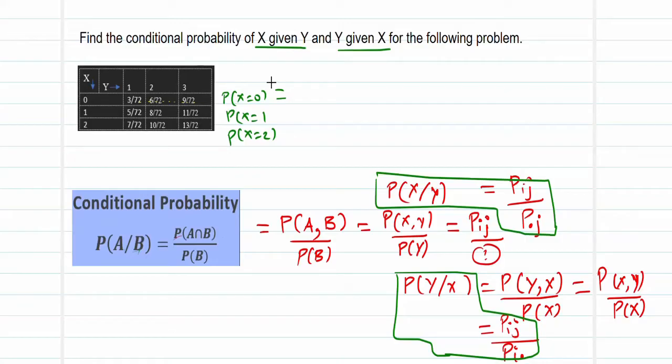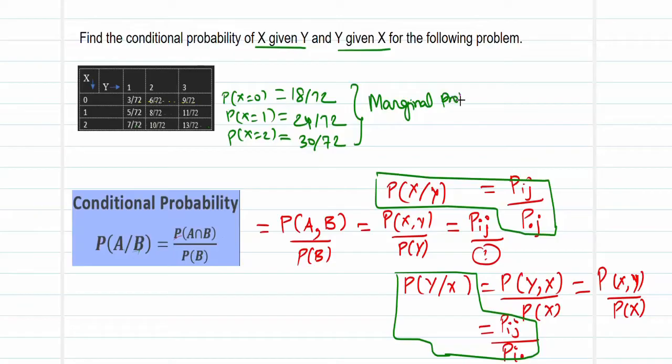So what does it make up to? It makes it up to 18 by 72. Now for x equal to 1, add 5 plus 8 plus 11. So that makes it 24 by 72. Next, for x equal to 2, add up 7 plus 10 plus 13 in the direction of your y, which varies, and so this adds up to 30 divided by 72. Now, what we have estimated is nothing but our marginal probability function of the random variable x.